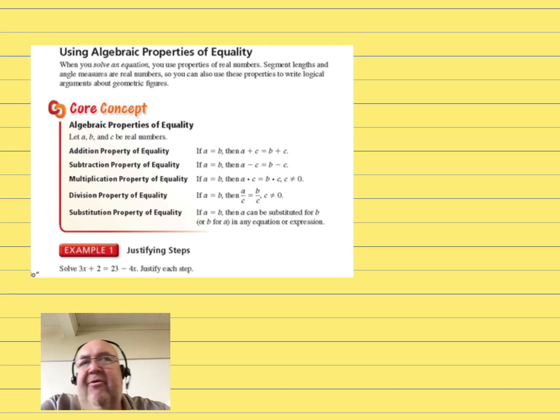Section 2.4 covers some algebraic thinking. It introduces us to a bunch of properties that deal with algebra to help us solve problems. So what this is asking us to do is to justify each step. We're going to take the problem 3x plus 2 equals 23.